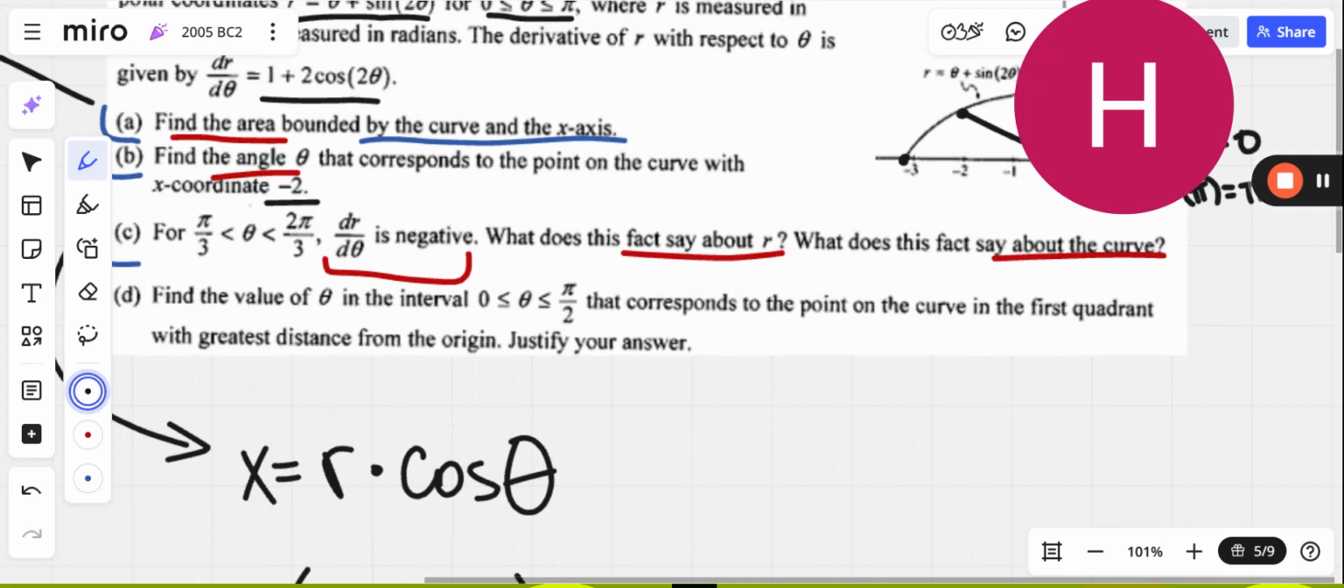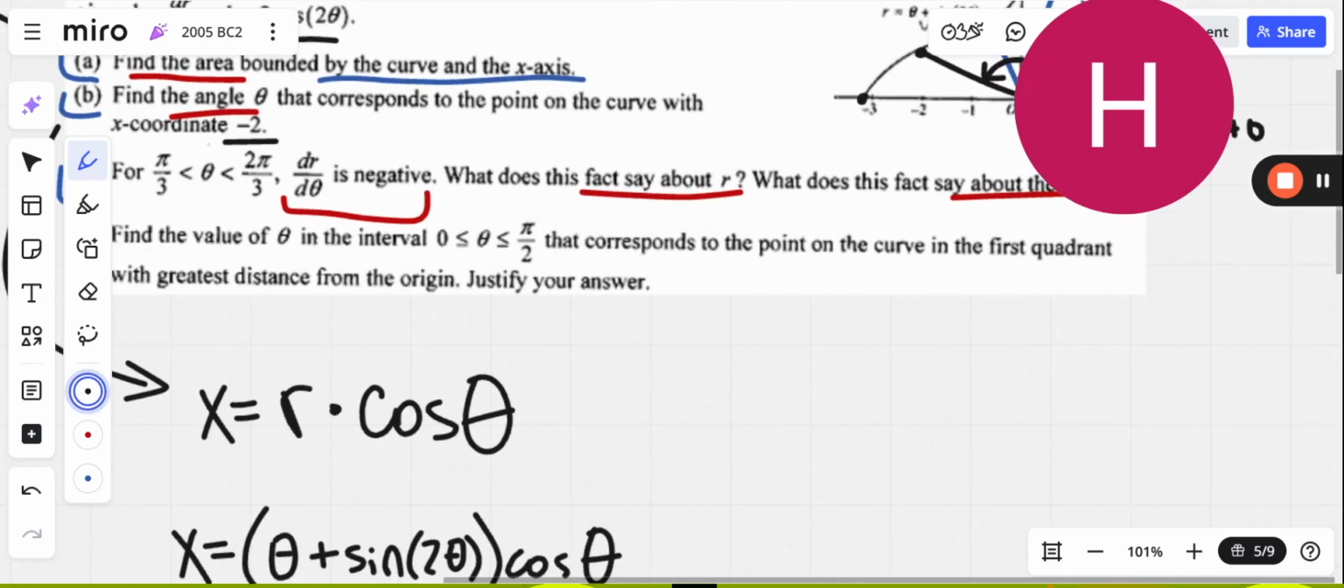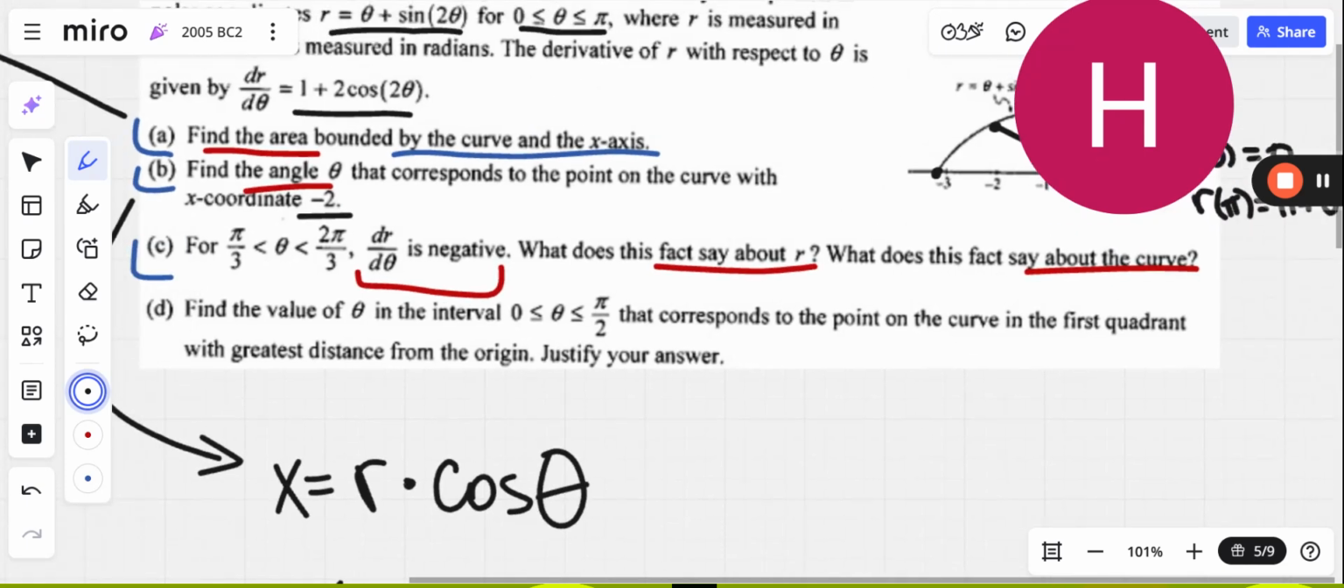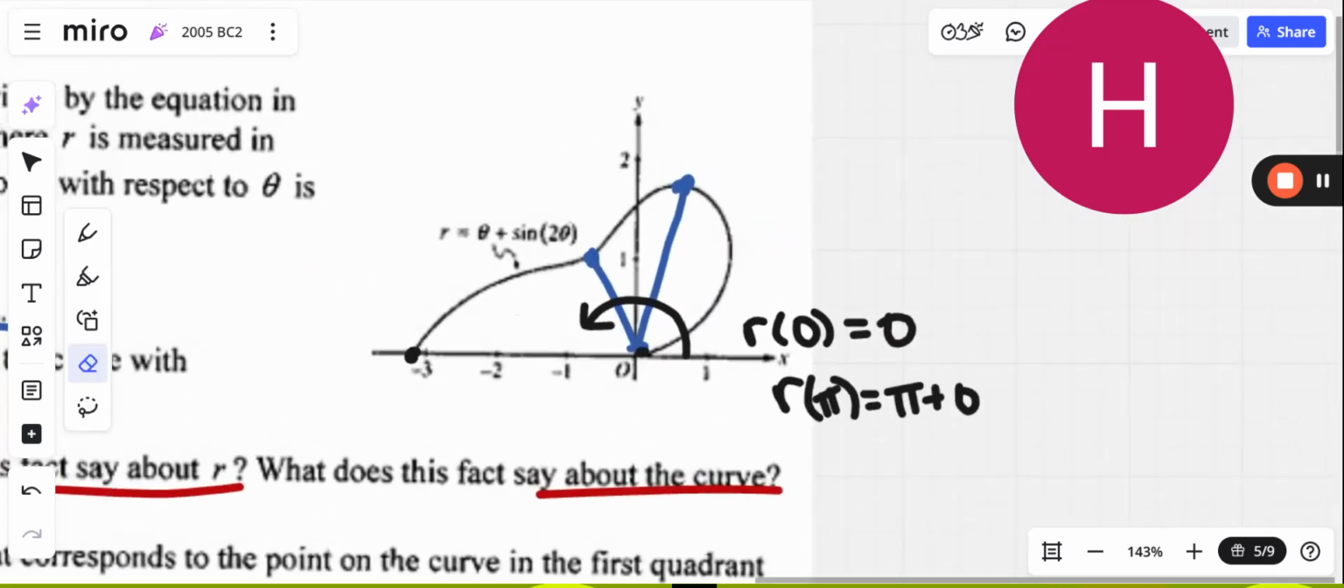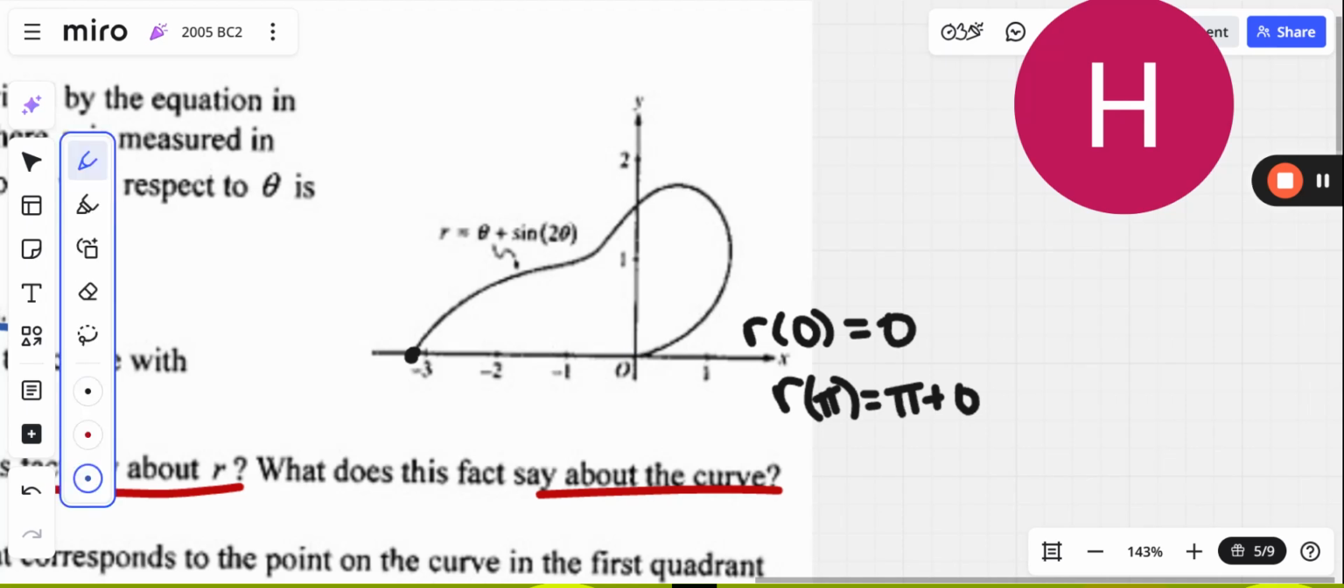Well, dr d theta is how the radius is changing as theta gets bigger. So that means that as we increase the angle from pi over 3 to 2 pi over 3, let's look at where that's at. I think those are our special points here. So if we look at the angle pi over 3, which I'm guessing is right there, to 2 pi over 3, which I'm guessing is right here, dr d theta is negative.